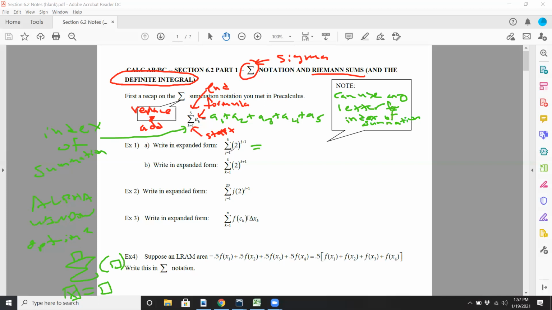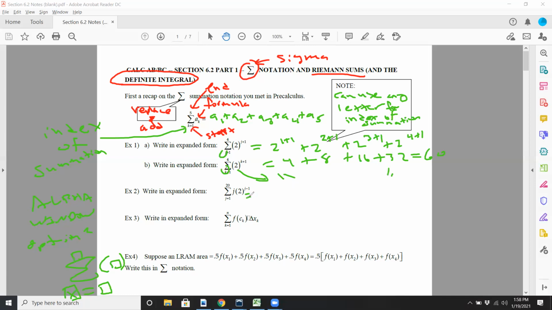So let's look at this one here. How would this look? Well, you start with 1. You do 2 to the 1 plus 1 power, plus 2 to the 2 plus 1 power, plus 2 to the 3 plus 1 power, plus 2 to the 4 plus 1 power. And you add them up. So you get 4 plus 8 plus 16 plus 32. You get 60, I believe. Yeah, something like that. And here, if you see a K equals 1, here I did J, here I did K. Same thing. Doesn't matter. Use any letter you want.